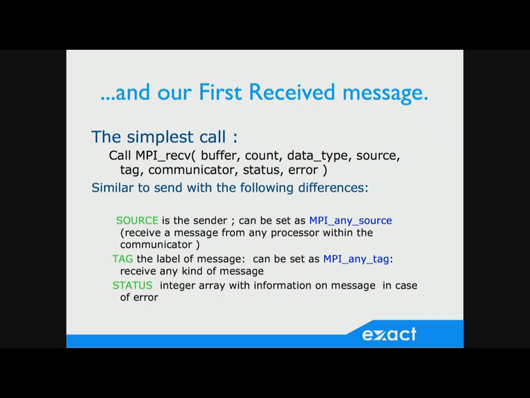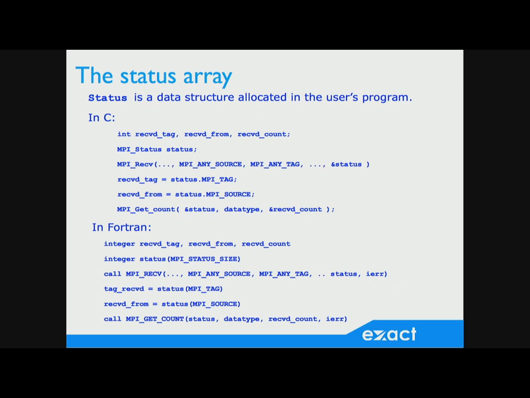So this is the way it works, and the status is a data structure allocated in the user program, and it has a bit of information. For instance, in C, you can get the receiving tag, status MPI tag, and receiving from, status MPI source. So you have a lot of information about your message. Then here you have an MPI get count: you pass the status, you pass the data type, and you receive the count of elements that you got. This is quite useful to check that the data are completely, correctly and safely sent and received. And this is the Fortran equivalent.